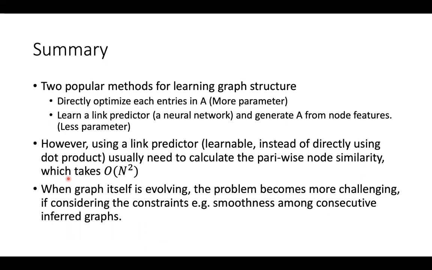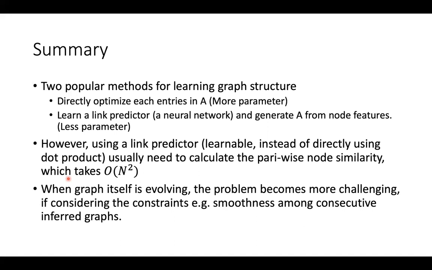One is that we directly optimize each entry in A, and the second is that we learn the link predictor, which is a neural network, and generate this A from all these node features. Although directly optimizing A will have more parameters and a link predictor can be more parameter efficient, there are also some problems here.